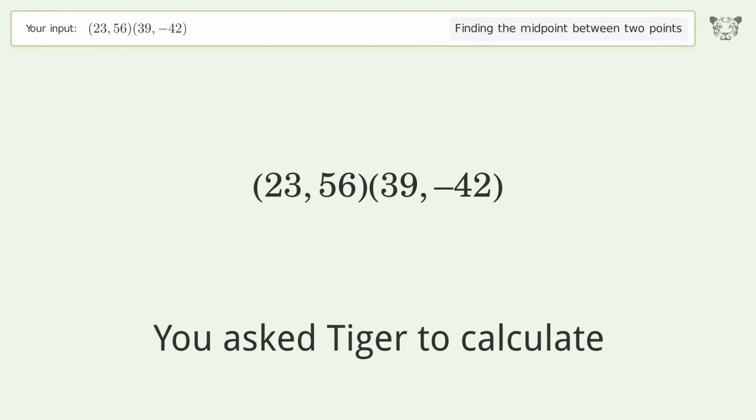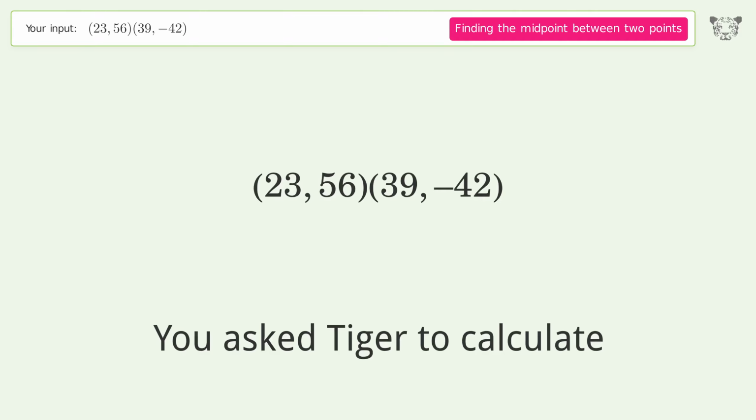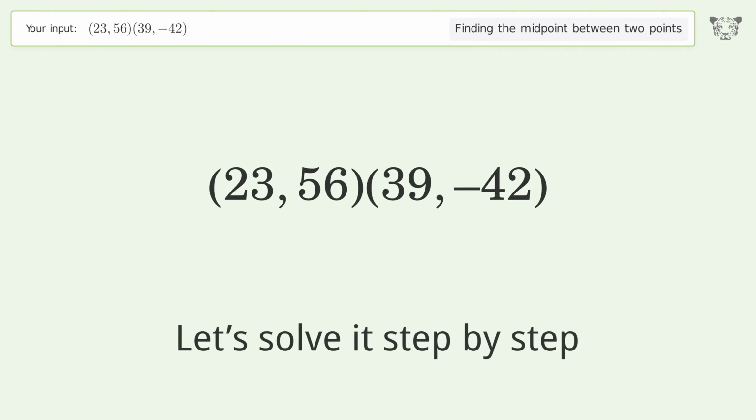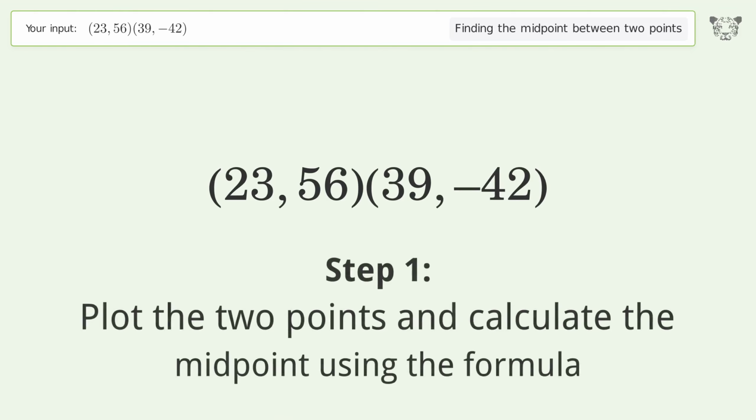You ask Tiger to calculate. This deals with finding the midpoint between 2 points. The midpoint between the 2 points is 31,7. Let's solve it step by step. Plot the 2 points and calculate the midpoint using the formula.